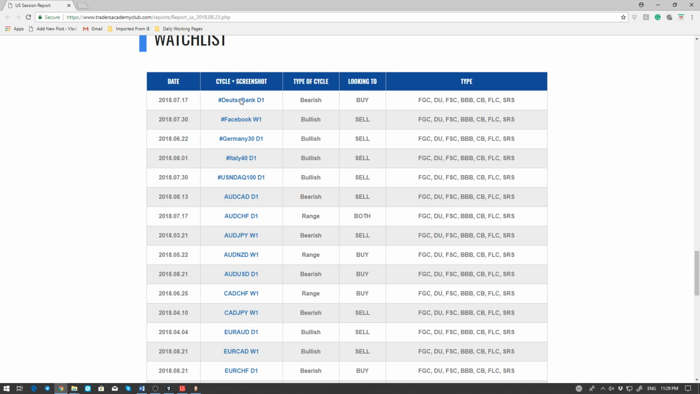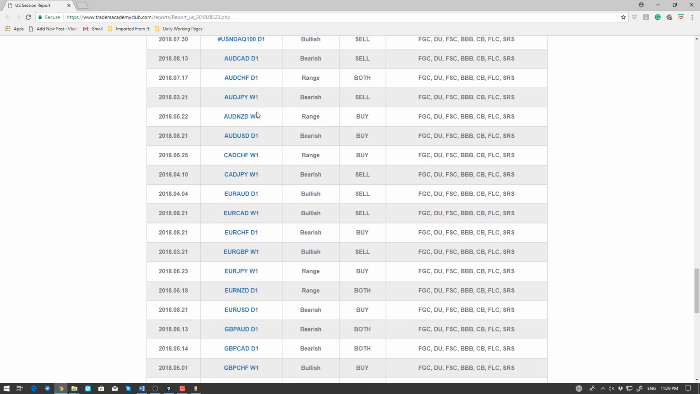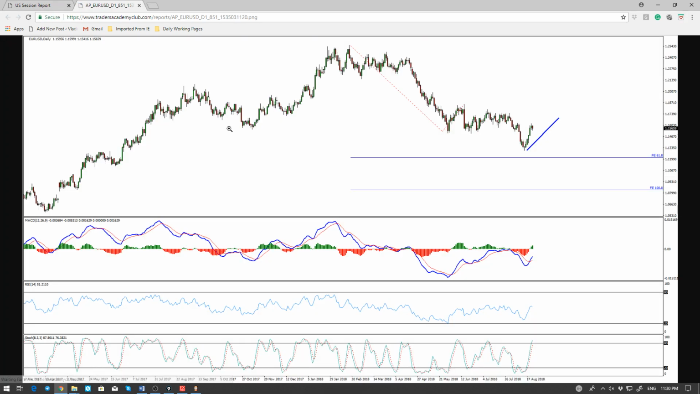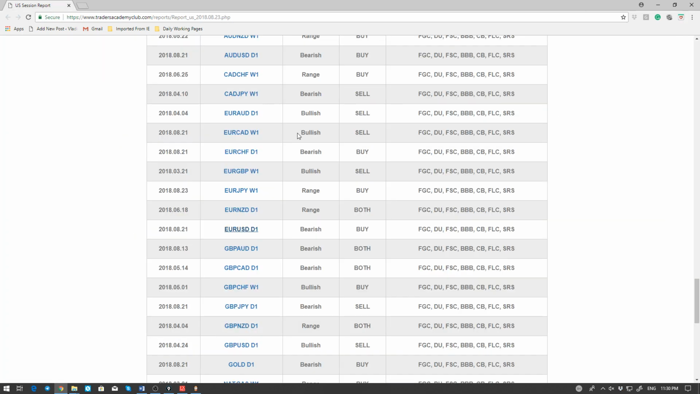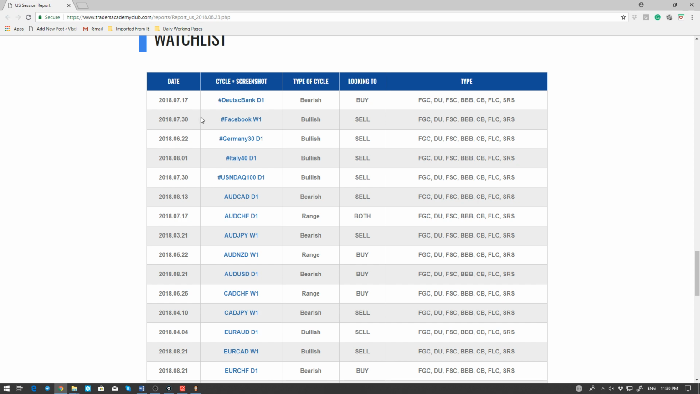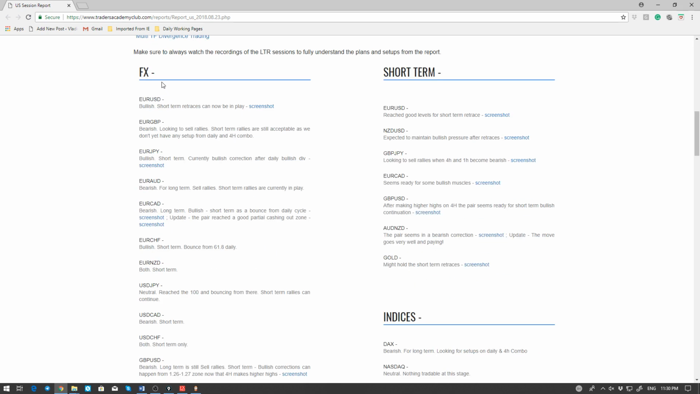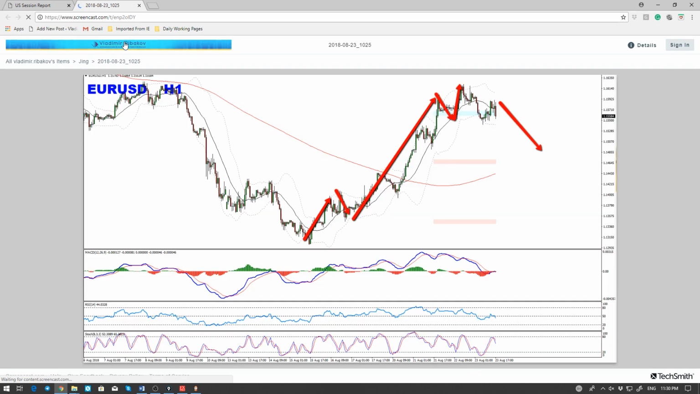On the very bottom you have the watch list. According to that, you simply click on any of the instruments you would like. It opens the chart for you, explaining what we expect. Generally it comes from longer time frames, so bigger cycles. That's why during the live rooms and on each report we have the ideas for the shorter term. In the comment section is the deeper, more detailed explanation. This is the idea for the short term.